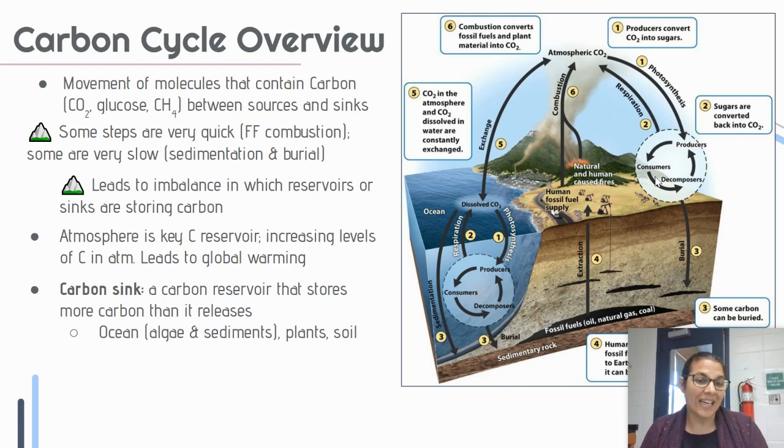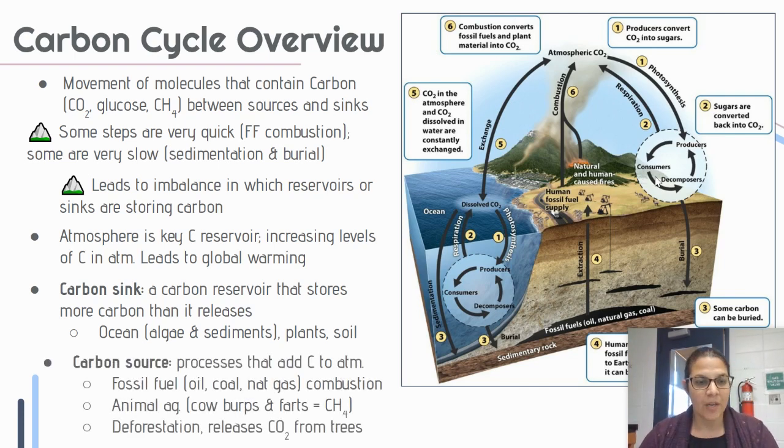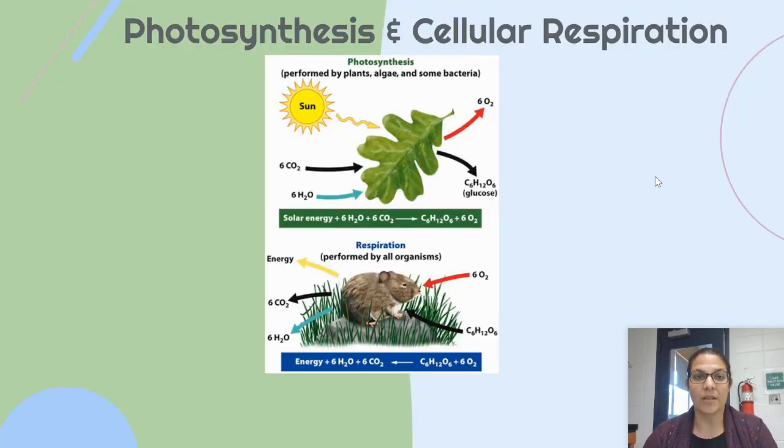Your carbon sink is the carbon reservoir that stores more carbon than it releases. The ocean, with its algae and its sediments, and plants and soil, is actually a huge carbon sink, taking in a lot of carbon dioxide from the atmosphere. A carbon source is adding carbon into the atmosphere. When we burn coal, oil, natural gas, or fossil fuels, that's a source. Animal agriculture, especially raising cows, releases a lot of methane through farting and belching, and methane is also a greenhouse gas. Deforestation releases carbon dioxide from trees through decomposition and also through burning.